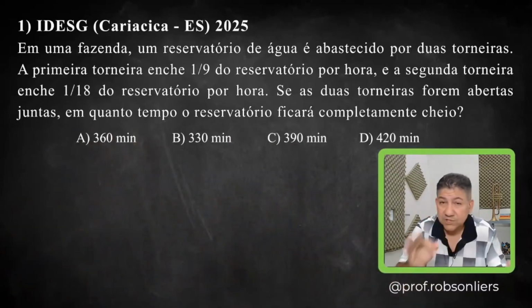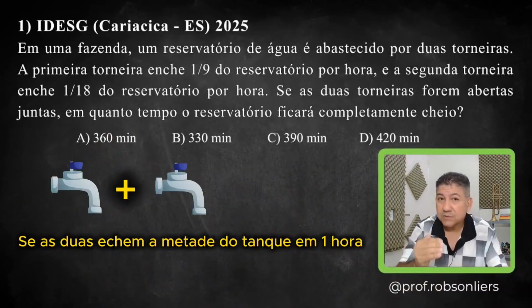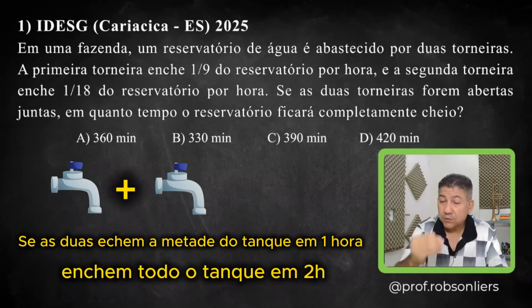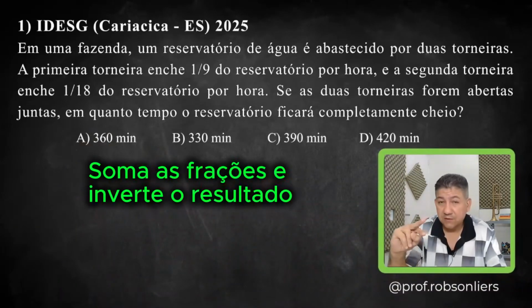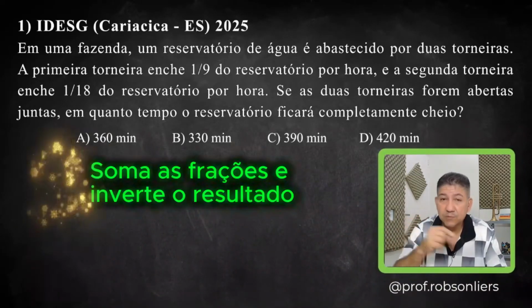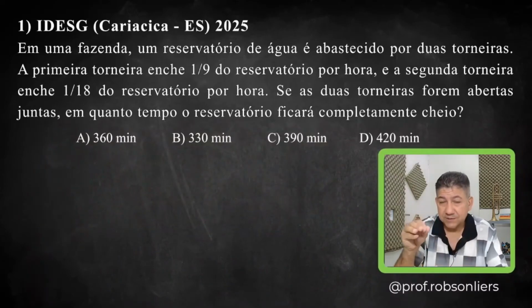Now comes the key point. If they fill half of the tank in 1 hour, consequently, it will take 2 hours to fill the whole tank. So the general rule is this. Take the fractions, and in the end, invert the result to find the total time. Now, there's a trick. There is, but only when they start together.